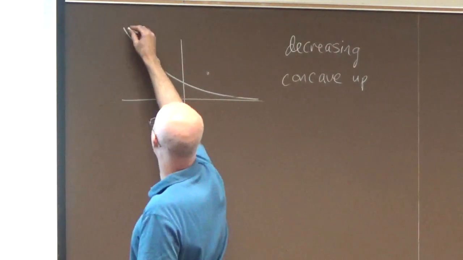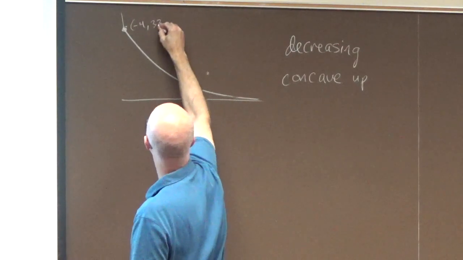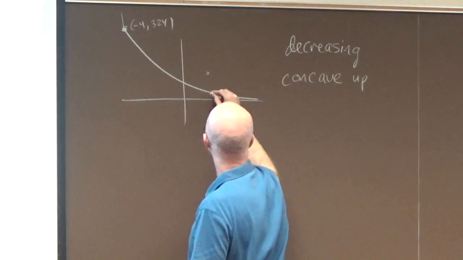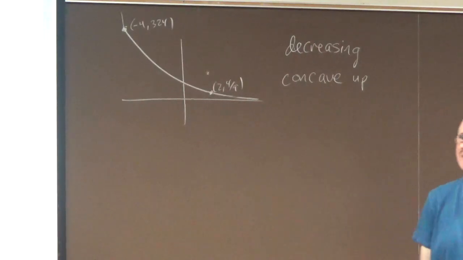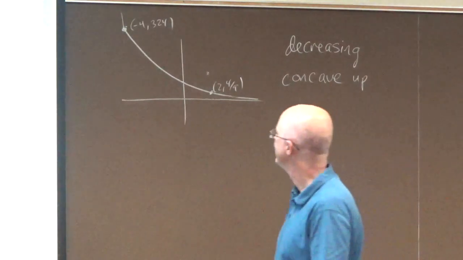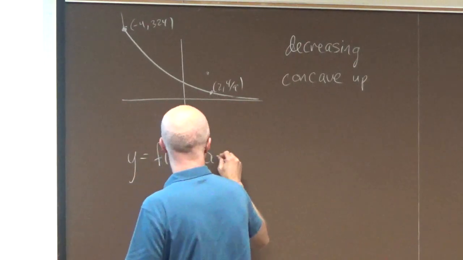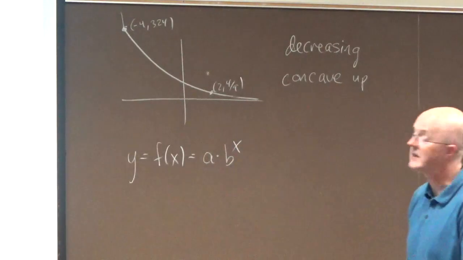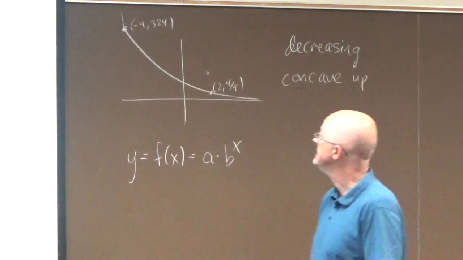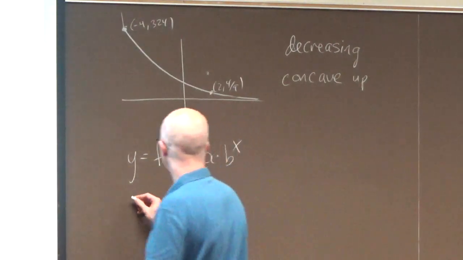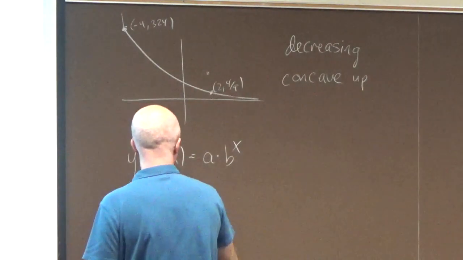And so again, I'll kind of draw these points, but this is not to scale by any means. Pretend this is (-4, 324), and this is (2, 4/9), but definitely that's a bad scale, okay? So don't take that too literally. It's an exponential function, so it's got the form a times b to the x. We'd like to solve for a and b. That's the goal. You need to use the information you're given. You plug the numbers in. When x is -4, y is 324.